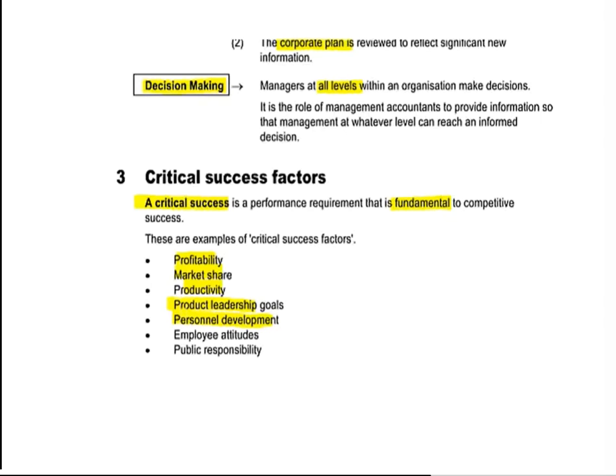So for example, for a football club, developing talent and having key scorers or even strikers would be very useful. Employee attitudes, if you're very dependent on the service that your customers are going to be receiving, perhaps in a restaurant or a hotel, then that would be very important. And public responsibility could be important for success, especially in an organisation such as BP or Shell, where there's a high degree of environmental responsibility associated with the extraction of the oil.